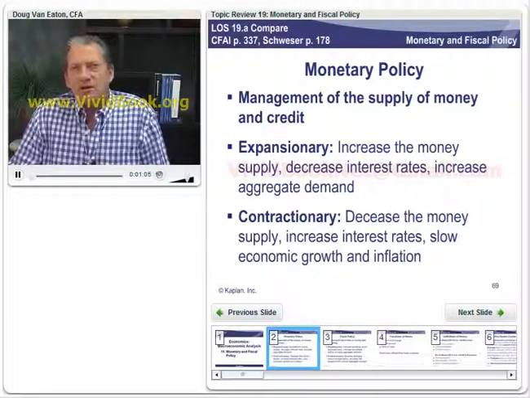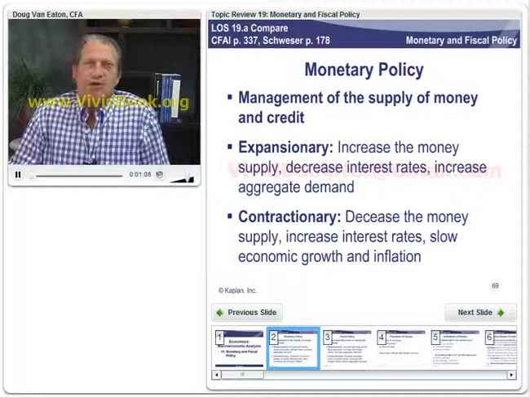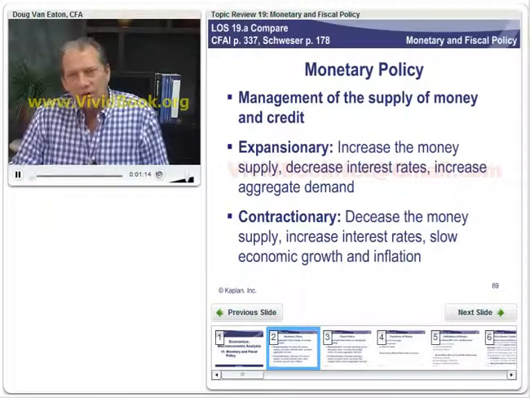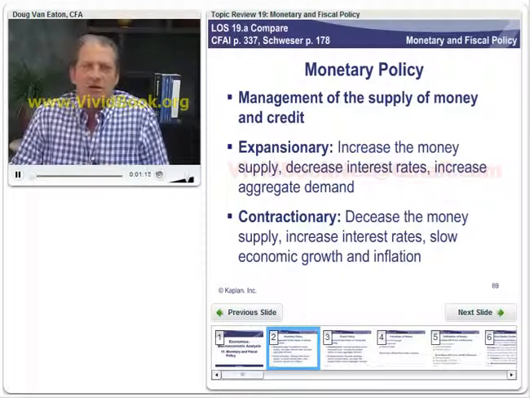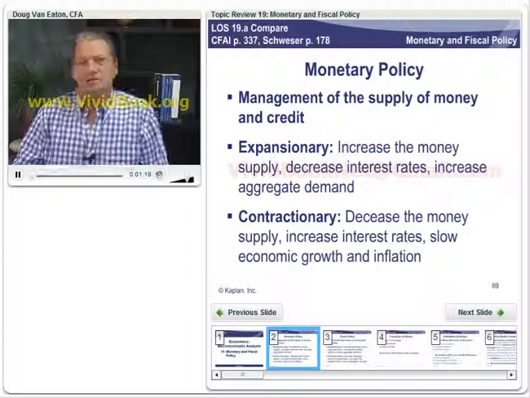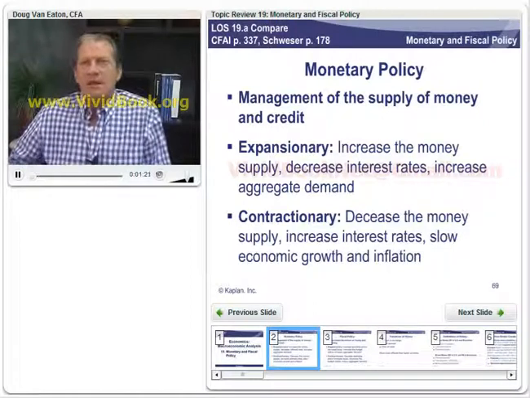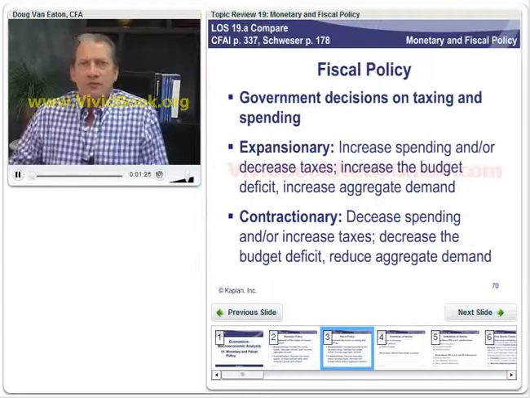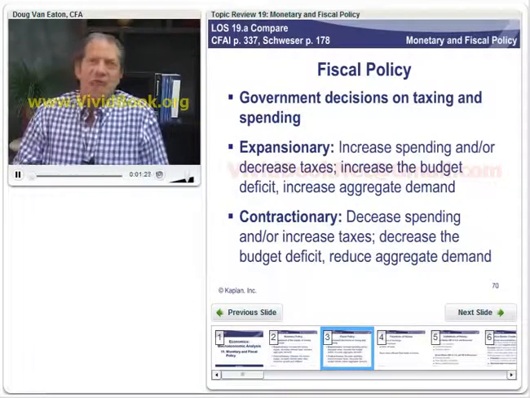Contractionary monetary policy, just the opposite. When it's time to fight inflation, slow an expansion down, that increases interest rates, slows down business spending, slows down economic growth, and hopefully tames inflation. So that's monetary policy.